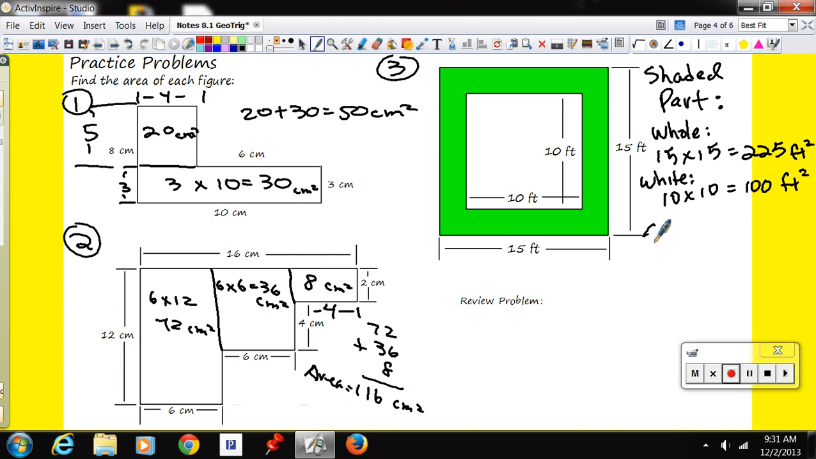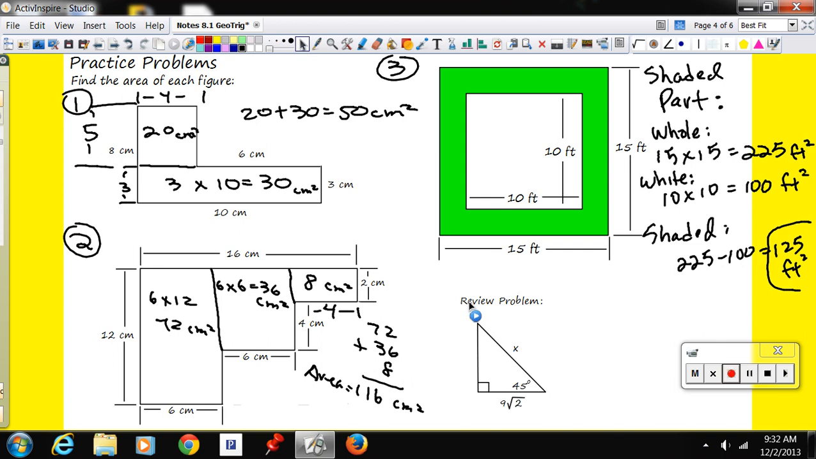The area of the shaded part would be the 225 minus the 100, which is 125 square feet. So you were right, that was your shaded part. Okay, I do have one review problem on the page for you. Here it is. Draw that one on your paper.